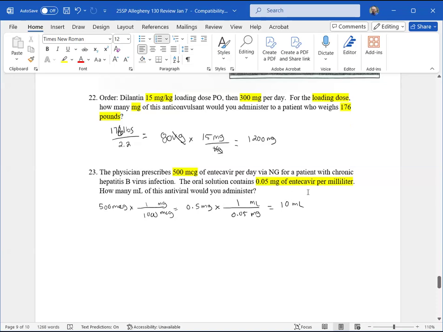Number 23 is also what we would call a two-step, more challenging problem, because you have to do an extra step of converting. Okay. So in this example, you're ordered 500 micrograms, but your available is in milligrams. So you either need to convert micrograms to milligrams, which is what I did, or you need to convert milligrams to micrograms, which is the alternative way to answer this question. Okay.